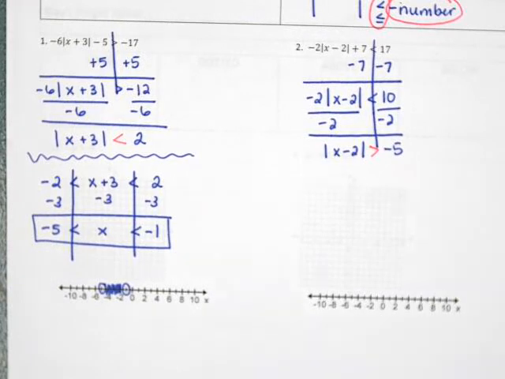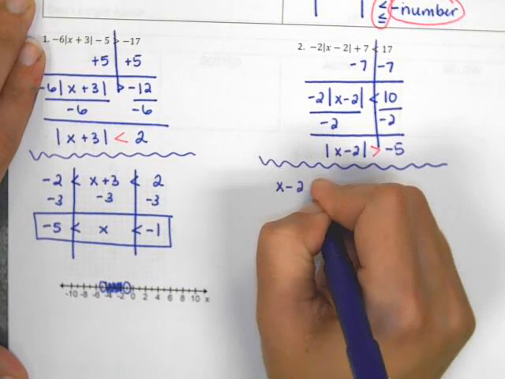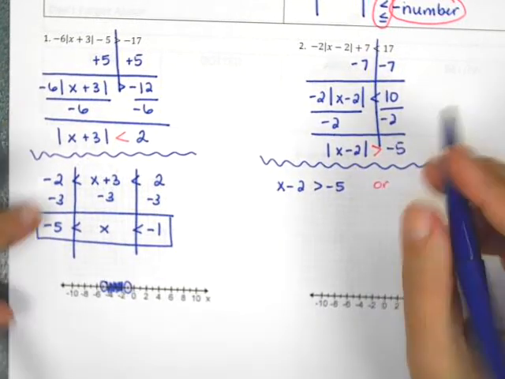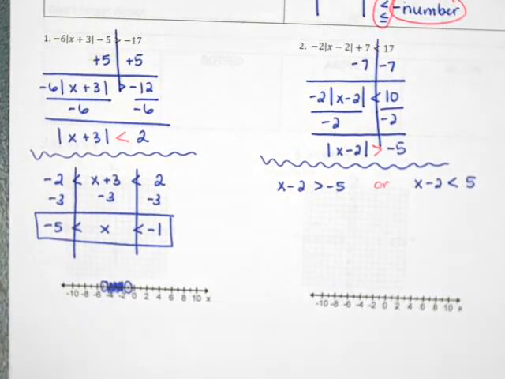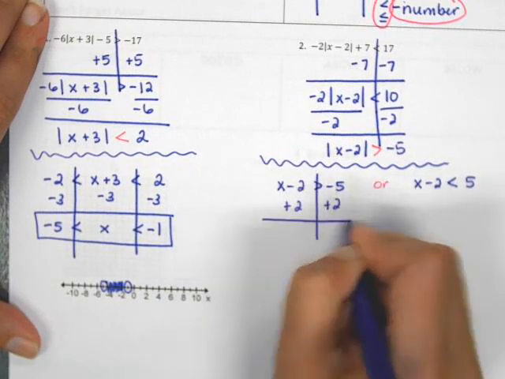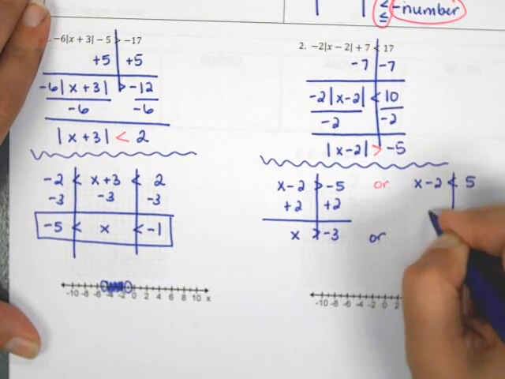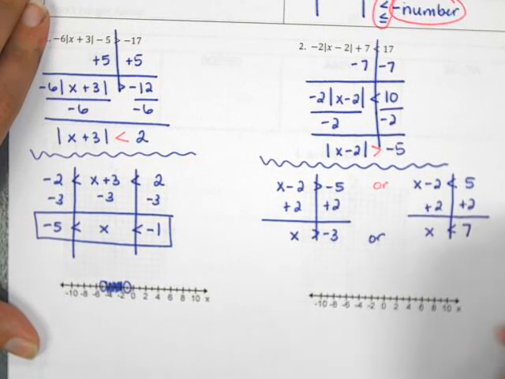As soon as I know that it's a greater than, I know that I need to make two problems. The first problem will be the same as the original. Then the word or will go in between. And the second problem, I'm going to flip the symbol and make it a positive 5. All right, now I'm going to solve. So I'm going to add 2 on both sides, so x is greater than negative 3, or I'm going to add 2 on both sides, so x is less than 7.